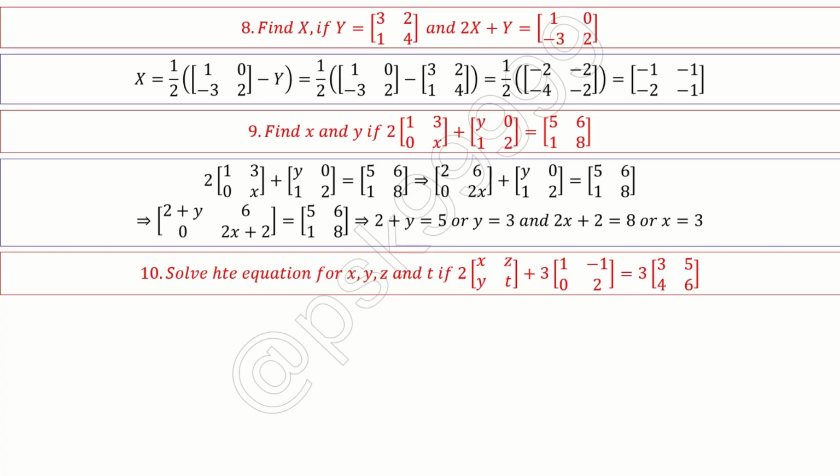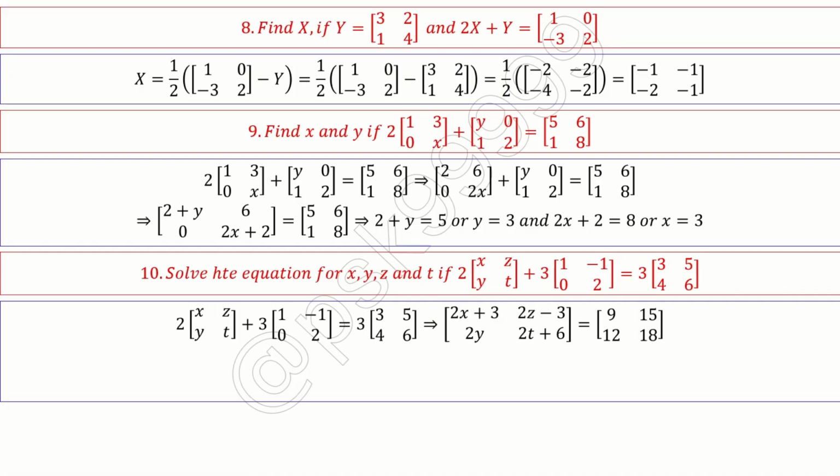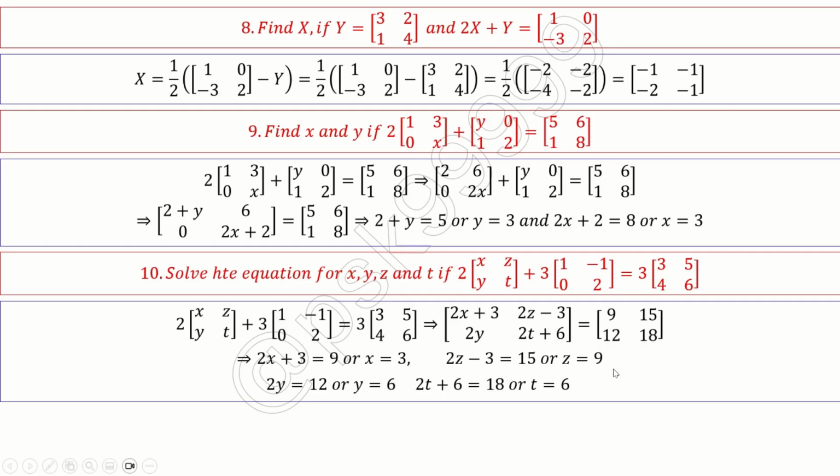and this is also similar to the above. 2 times variable matrix plus 3 times a matrix equal to 3 times some other matrix. First do scalar multiplication, then equate the corresponding elements to get the equations. Okay, once you get the equations, 2x plus 3 equal to 9, x is 3, 2z minus 3 equal to 15, z is 9. Okay, then 2y equal to 12, so y is 6, 2t plus x is 18, so t is equal to 6. This is how you'll solve the individual variables.